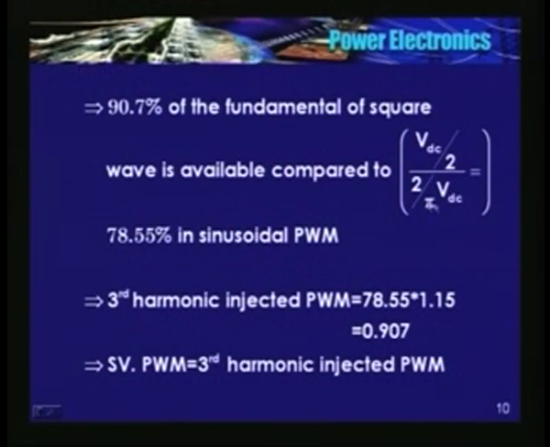So, this ratio comes out to be 78.55%. In space vector it is 90.7%, in the sinusoidal PWM technique it is 78.55%. So, it looks like in the space vector PWM technique it is possible to get a higher value of the fundamental component.